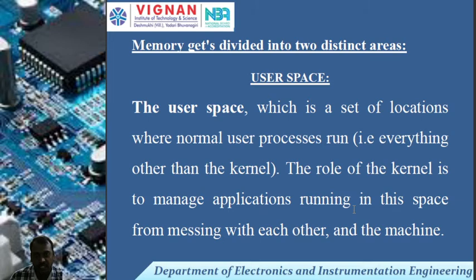So actually here memory gets divided into two distinct areas: user space. The user space is a set of locations where normal user processes run, that is everything other than the kernel. Kernel means the internal operation; it manages the memory, processes and so on. But user space means the user has some space, the set of locations for normal user processes, that is, to run the process.